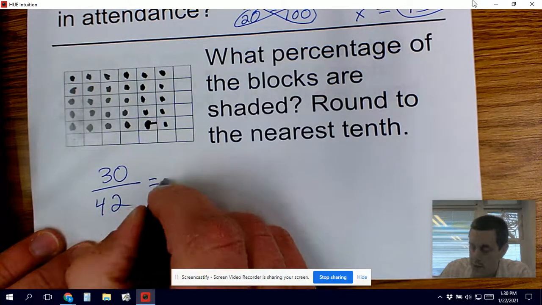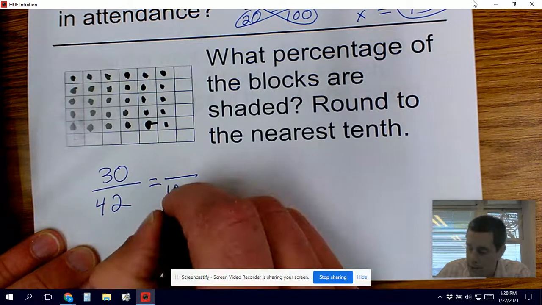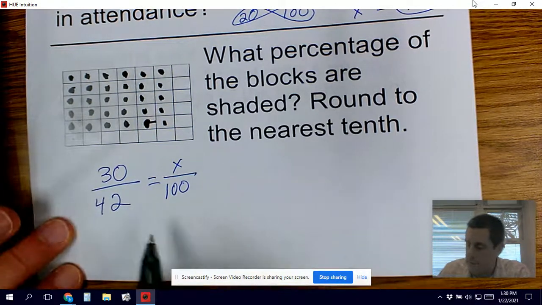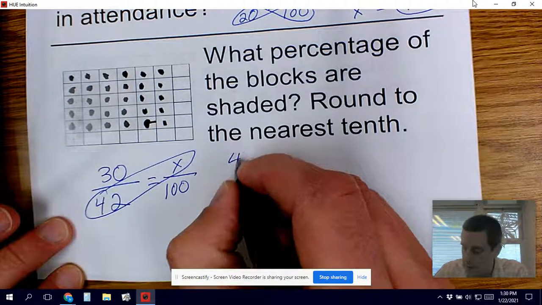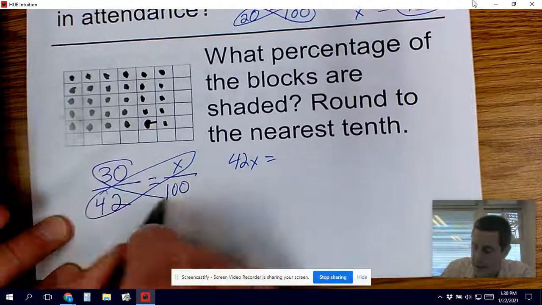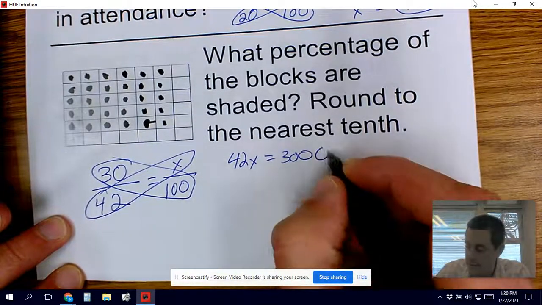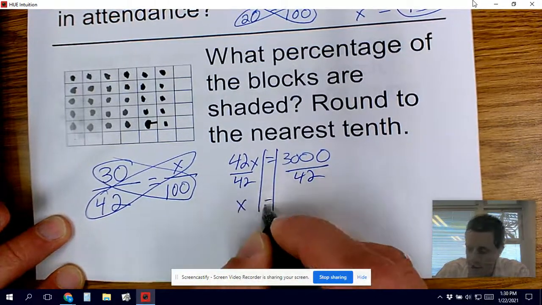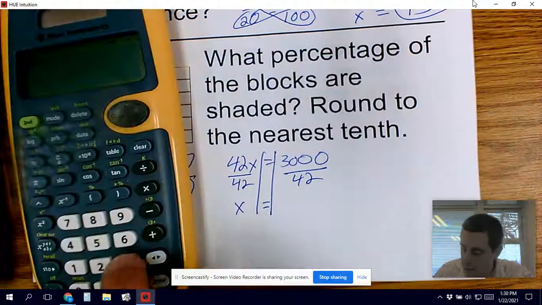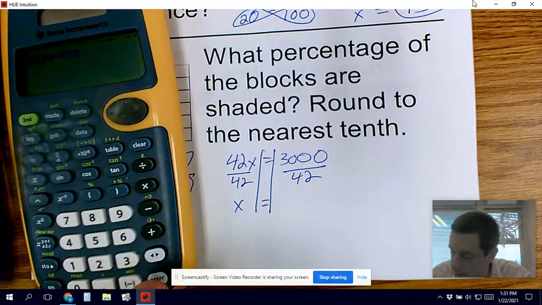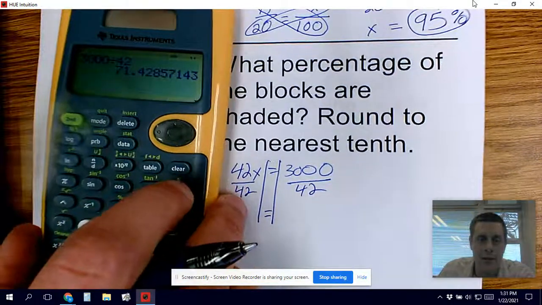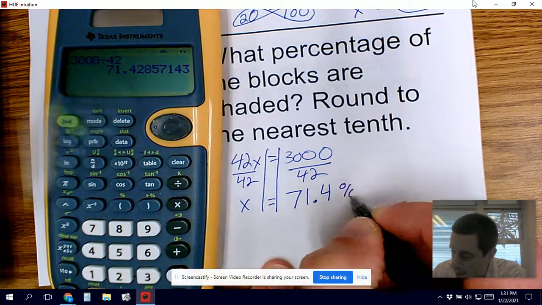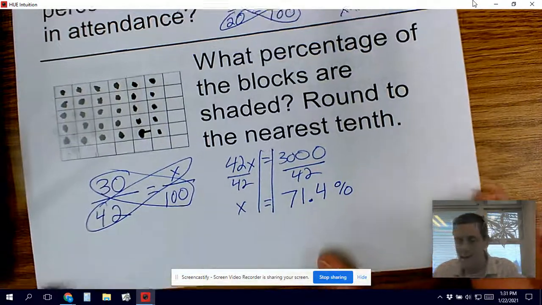I want the percentage though, so we're going to set that equal to the percent proportion. All percentages are out of 100. Variable x goes on top. Solving for x, 42 times x is 42x. Bring over our equal sign. 30 times 100 is 3,000. Time to solve for x by dividing both sides of the equation by 42. You should get a solution x equals 3,000 divided by 42. Get a big sloppy looking decimal. Go ahead and round that to the nearest tenth. So 71.4%. 71.4% of the grid is shaded.